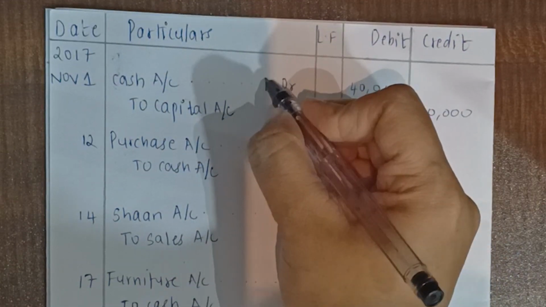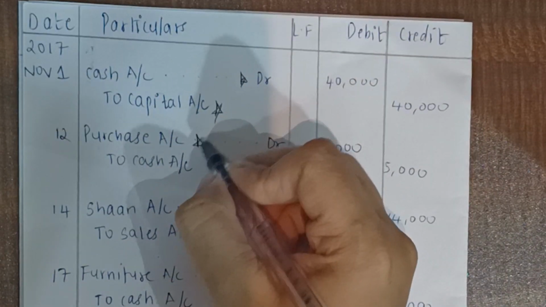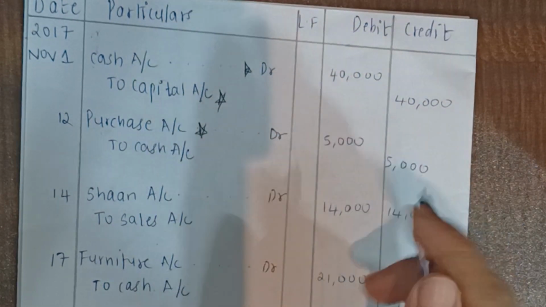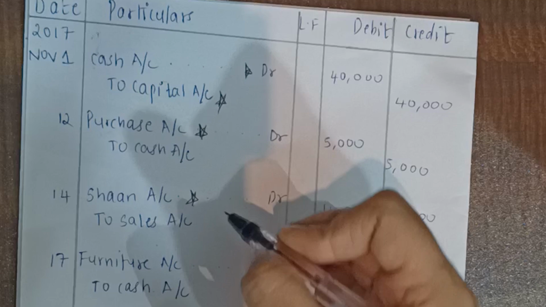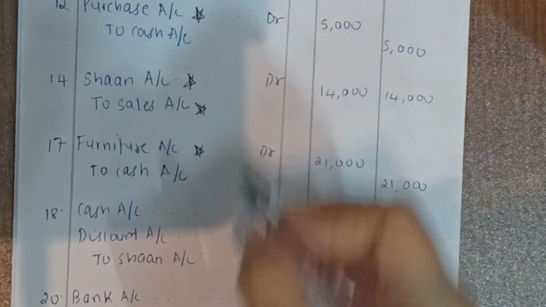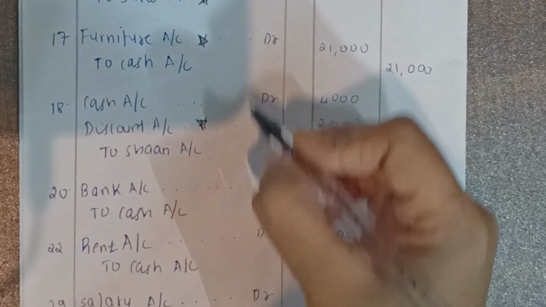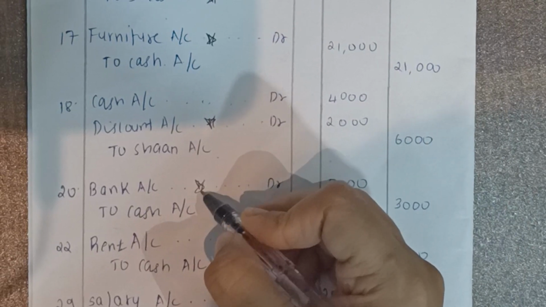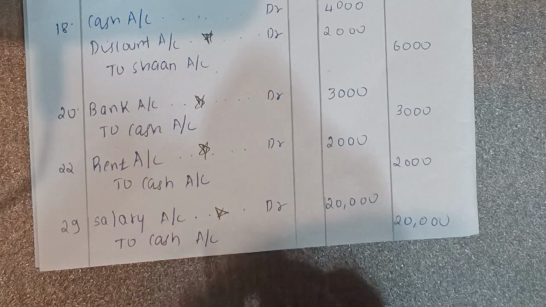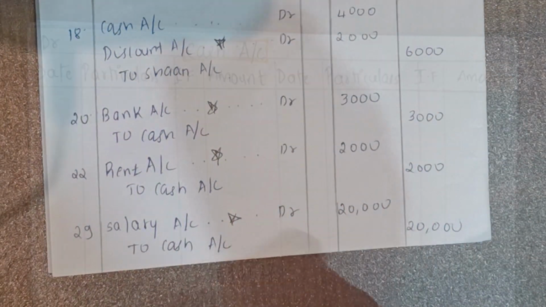First is the cash account, second is the capital account, then purchase account, then cash we do not need to prepare again because here we have already ticked it. Next is Shan account, then sales account, furniture account, cash account is already marked, cash account is again marked, then discount account, Shan account is marked, then bank account, cash is done, rent and then salary. So these are the accounts that we need to open in order to start with ledger.